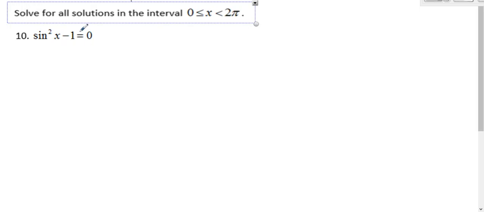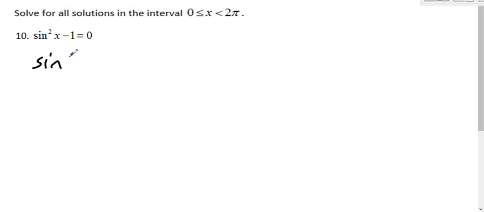Sine squared minus 1 equals 0. There's actually a couple ways you could do it. I would just move the 1 over this time, though. You could replace that with a cosine squared and negative cosine squared. But just add the 1 over. Sine squared equals 1.